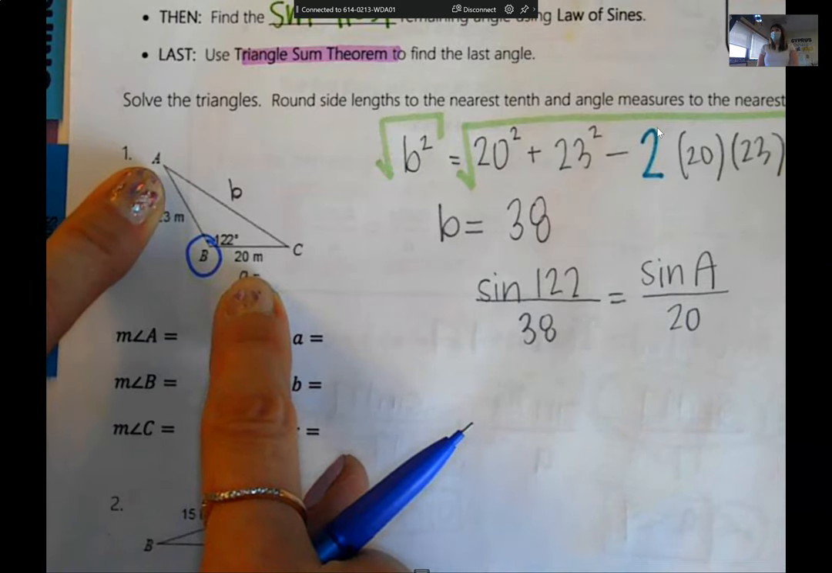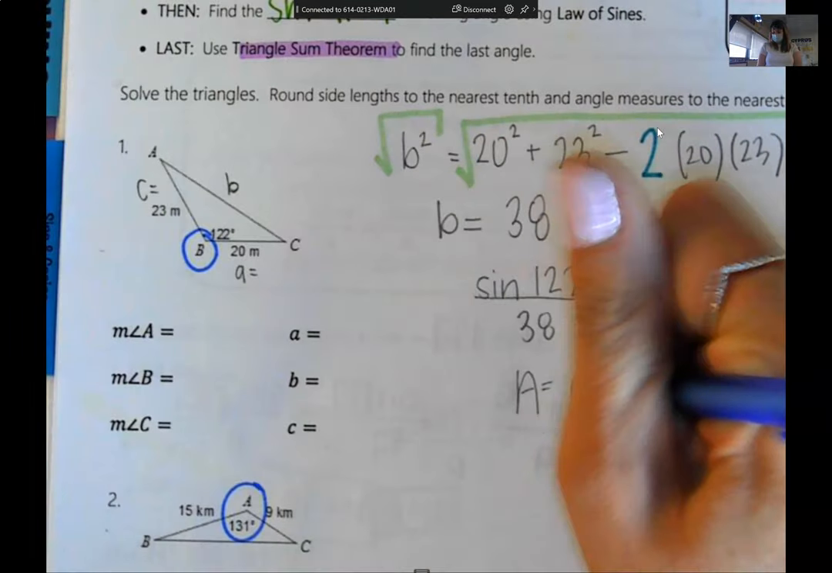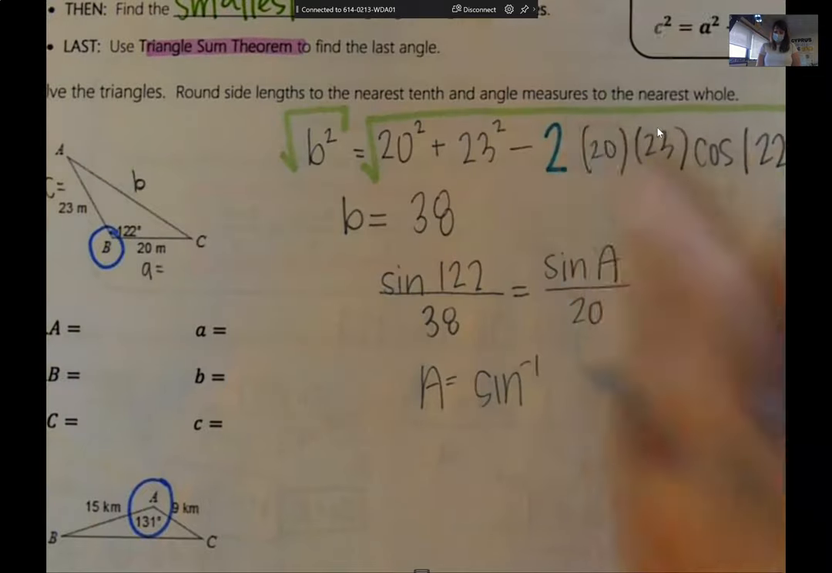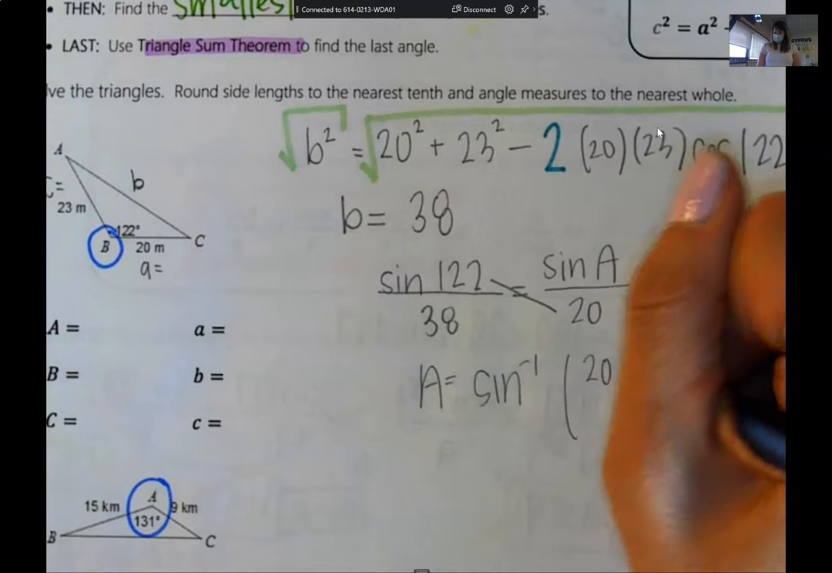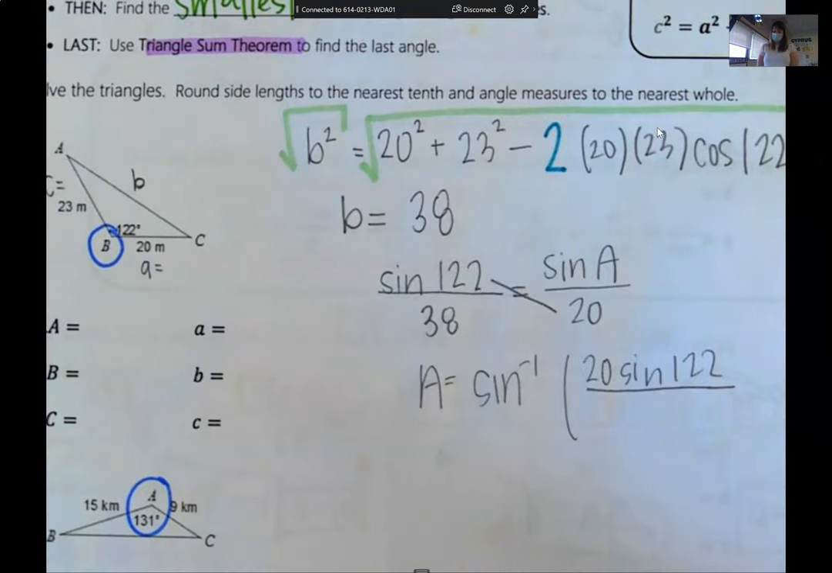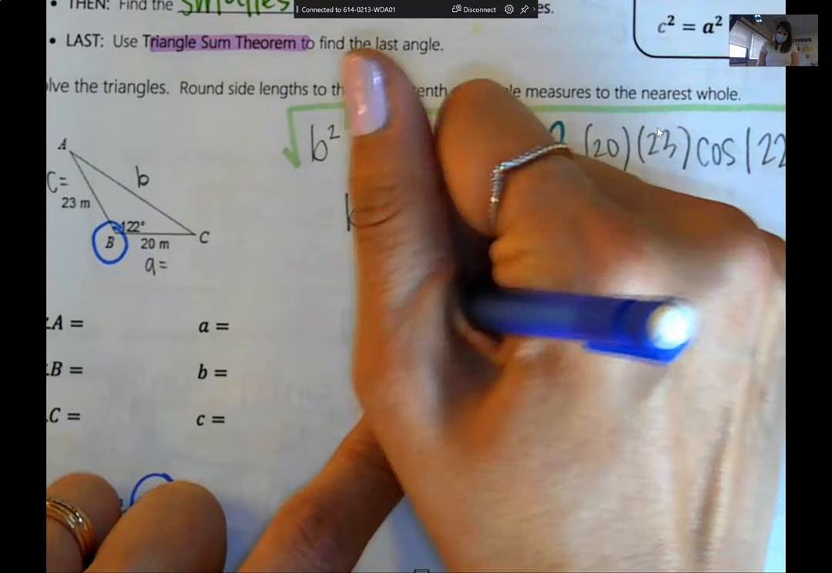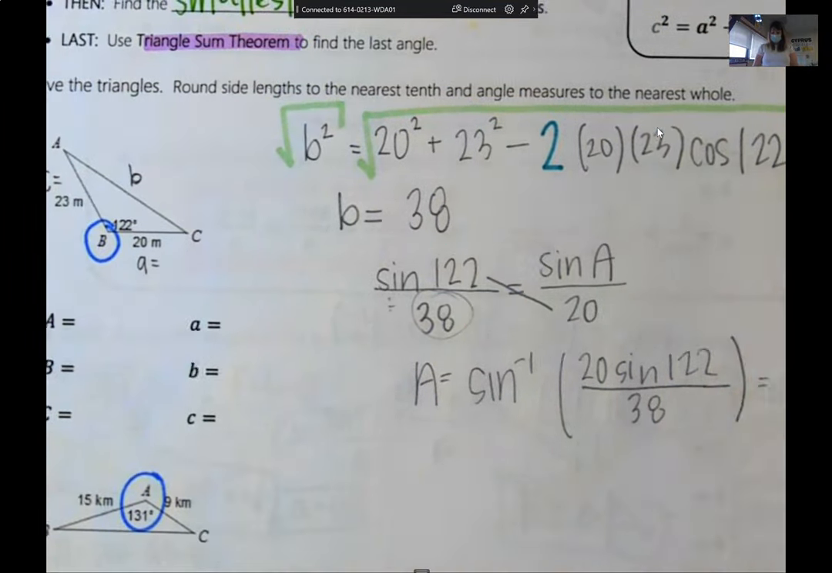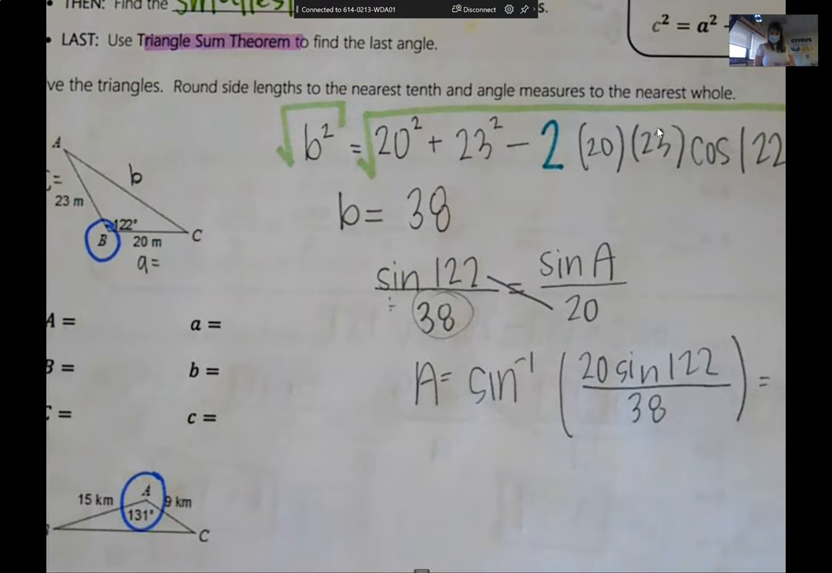So from last time, I know that angle A is the sine inverse of 20 sine 122 over 38. So we learned that last time. You guys can plug that in. I would do it to check your rounding.